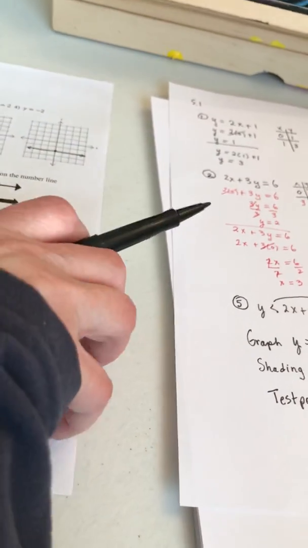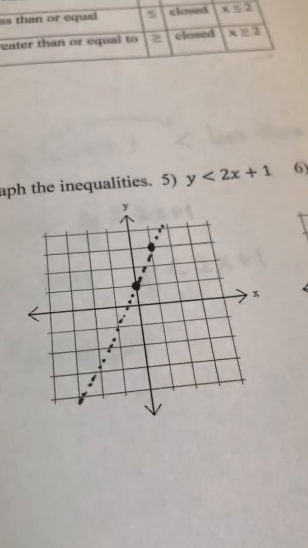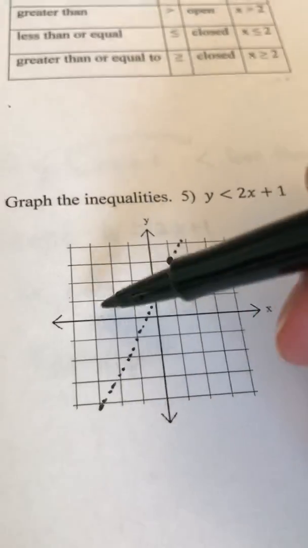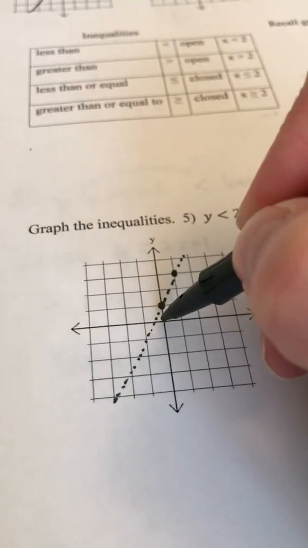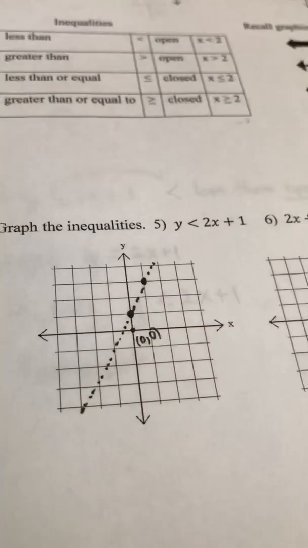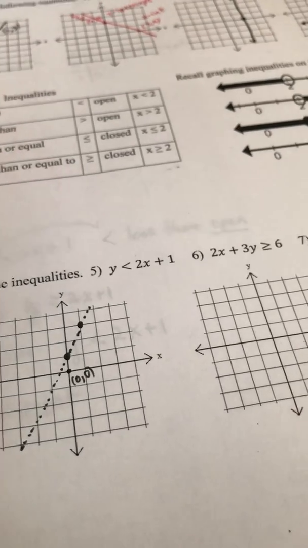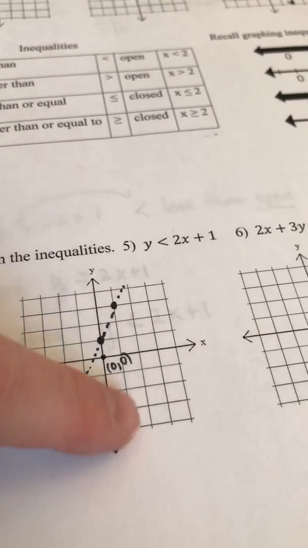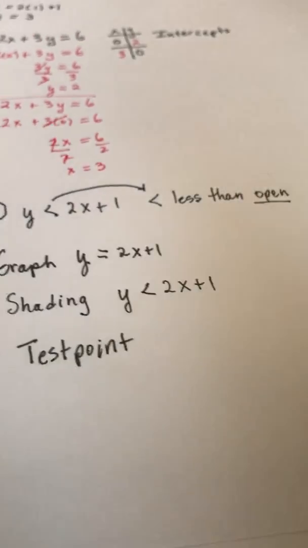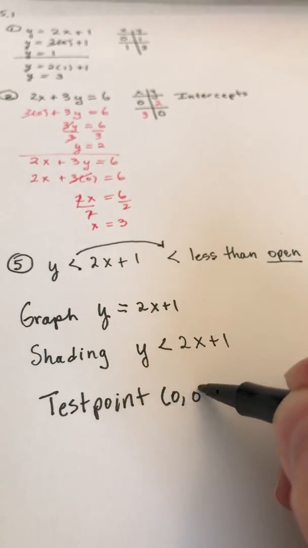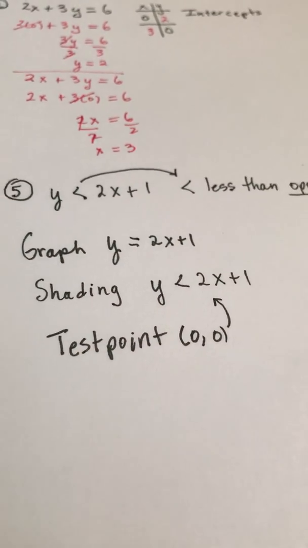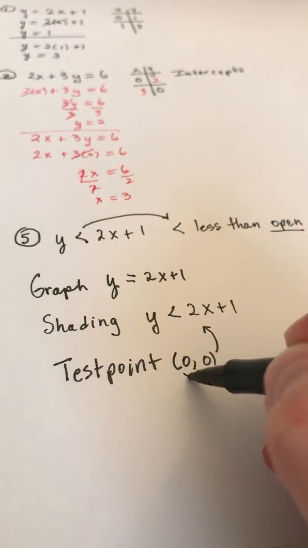So for the test point, we're going to test something over here or something over here. There are many points to pick from. One of my favorite points is 0, 0, so I'm going to test 0, 0. You can test any point you want, as long as it's not on the boundary. Let me mention that. So we're going to decide if we shade on this side or this side. I'm going to test the point 0, 0 in this inequality. So you want to plug it into that inequality. This is your x and this is your y.